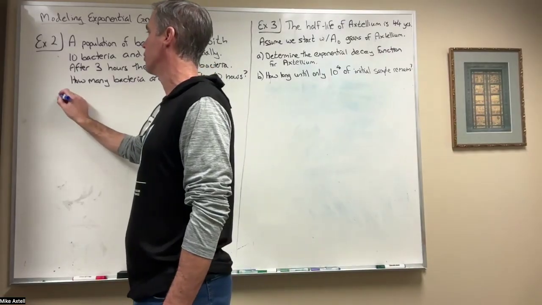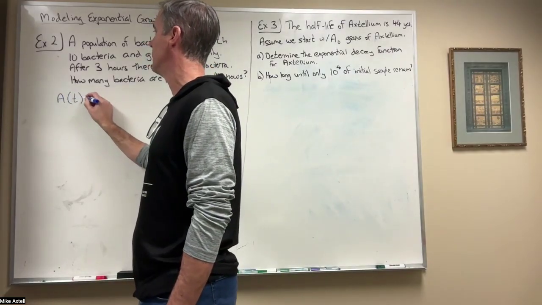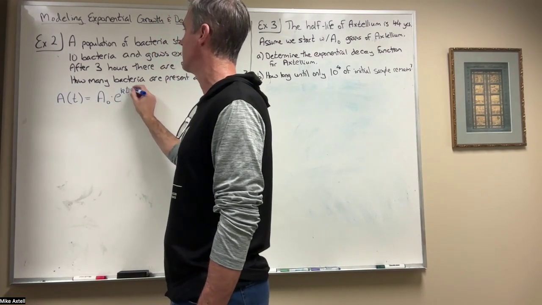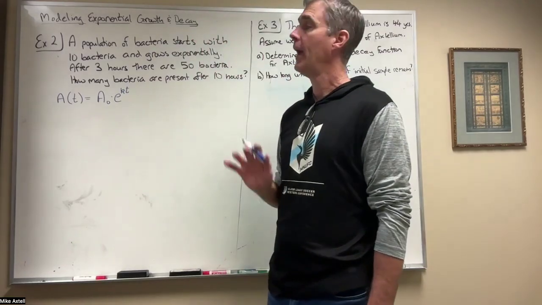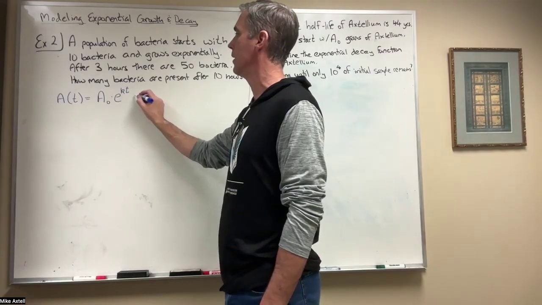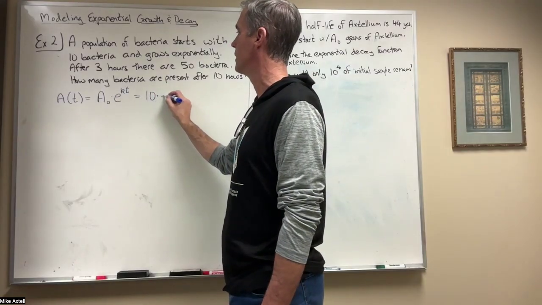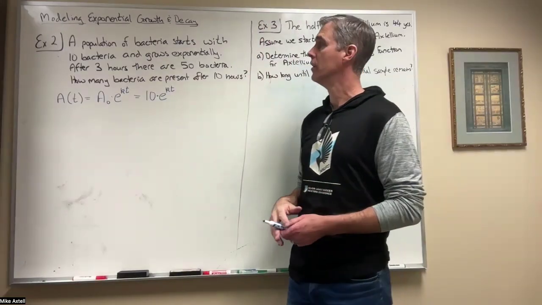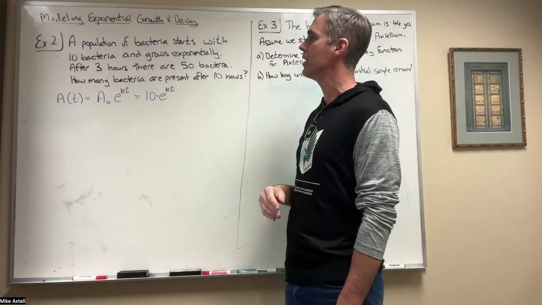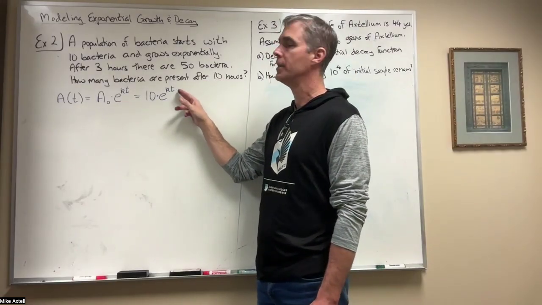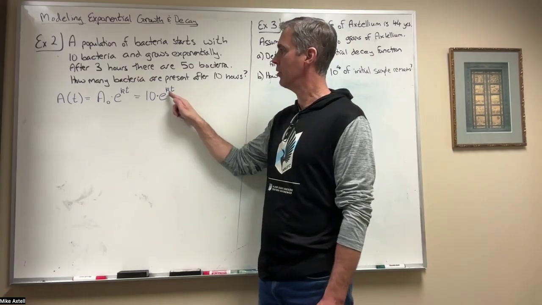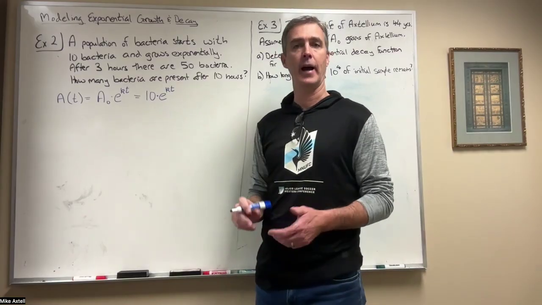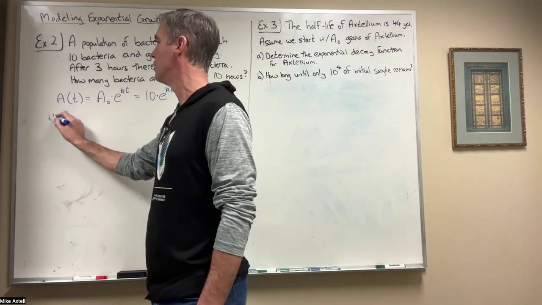Since it's exponential, we know the amount after t hours will be A0 times e to the kt. It's my exponential growth or decay function. And I know the initial population is 10 bacteria, so I can write 10 times e to the kt. To answer how many bacteria are present after 10 hours, I'd want to plug in t equals 10. But until I know the value of k, that doesn't help me crank out an actual number. So step 1, determine k.